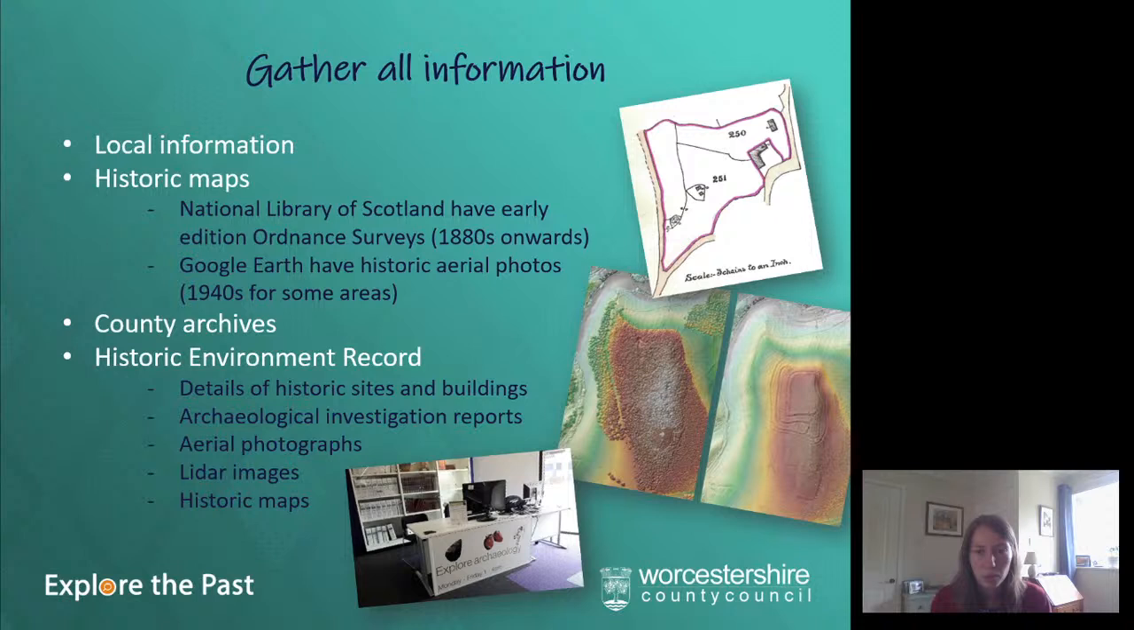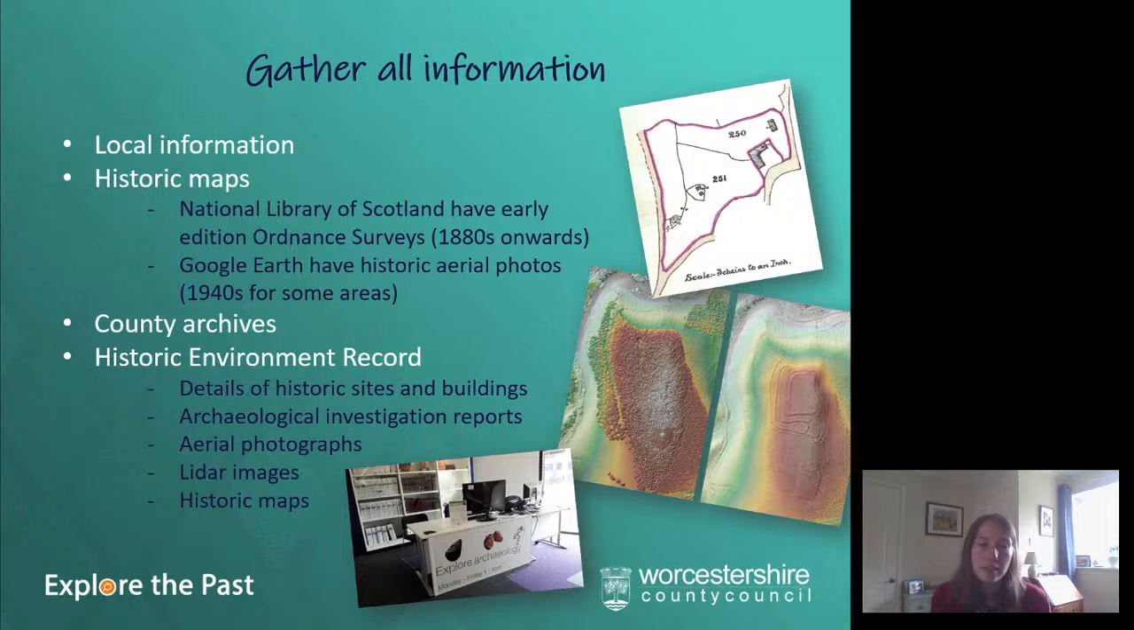That's really useful because you can compare over those decades what appears, what disappears, and they're a really useful starting point. Google Earth, which is also free, does have historic aerial photographs. So for some areas, not the whole of the country, they have photographs from the 1940s. So if you're looking at anything like crop marks or earthworks, that might be a useful place to look.